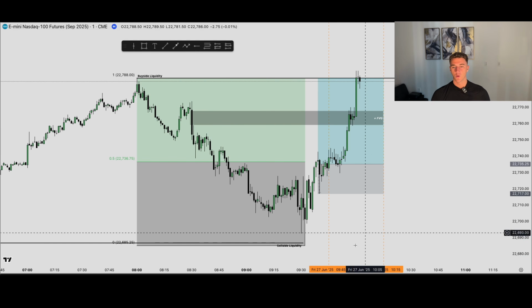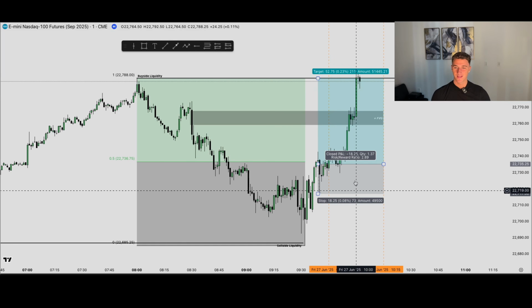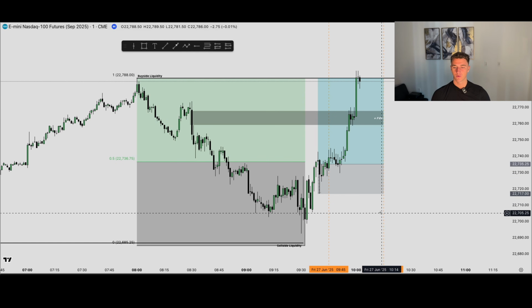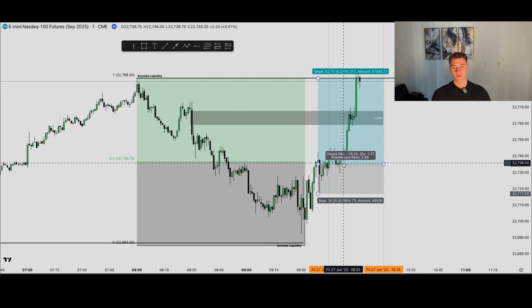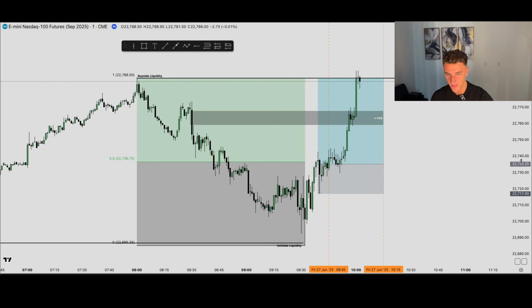Okay, so notice how we had our entry inside of that specific macro 30-minute time window, and price even came back down and gave us another entry, okay? So there were multiple entries on this trade, and we literally had everything that we needed to see, okay? We swept liquidity, we displaced, market structure shift, fair value gap, we had a nice area to take partials, and a very clean draw on liquidity towards that external buy side liquidity.